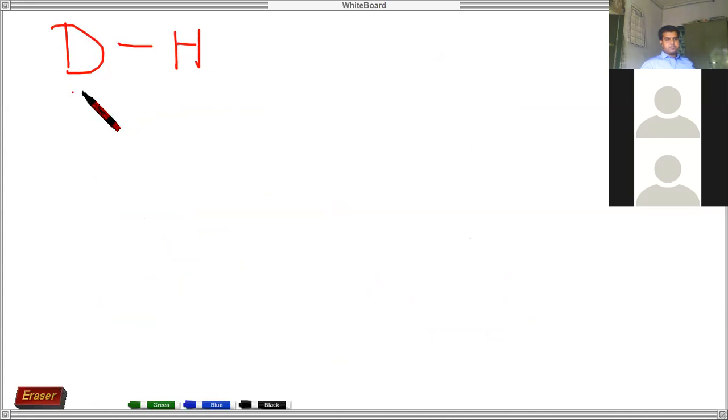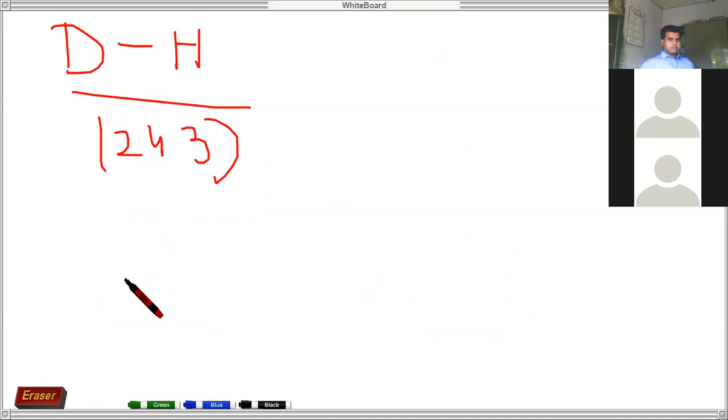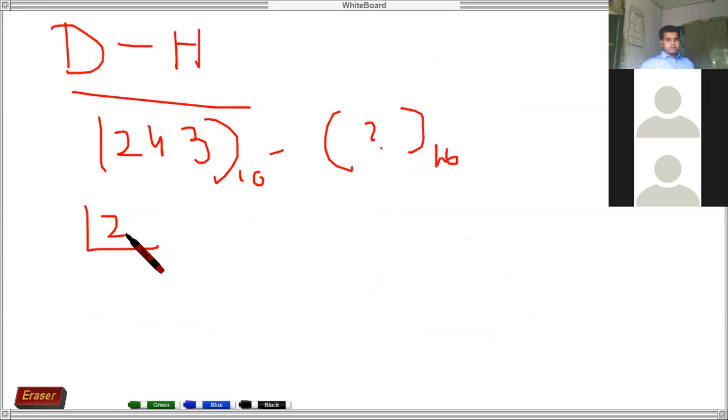So let us take any number, let's say 243 in the base 10. We have to convert it into hexadecimal number system. What is the answer? Follow the same process. 243 divided by 16 this time, because hexadecimal base number is 16.